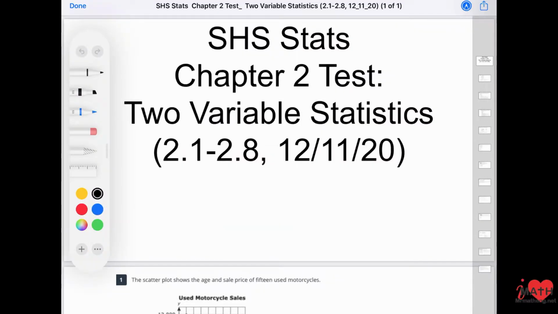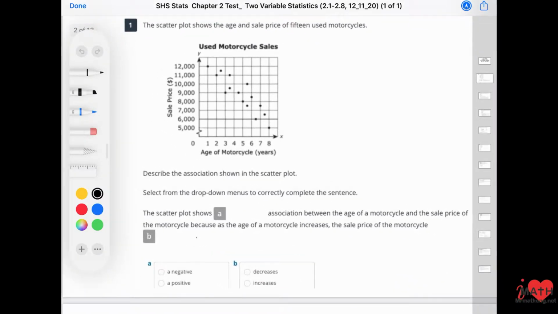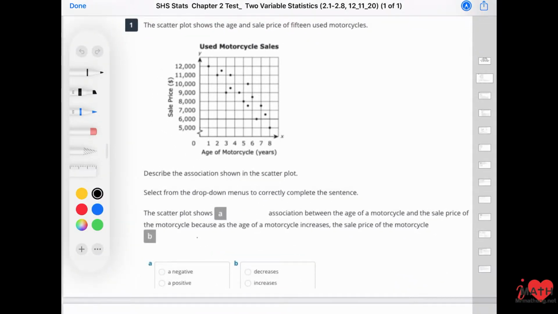Hey stats students, let's go over the chapter 2 variable statistics, December 11th, 2020. Question number 1. The scatterplot shows the age and sale price of 15 used motorcycles. Describe the association in the scatterplot. Yours was a drop down, but I'll just be writing stuff here. If I look at this line here, that would be a negative.